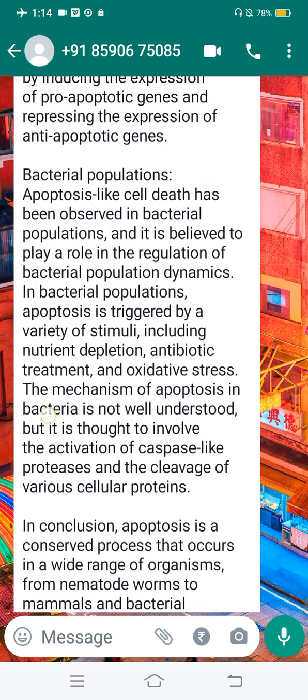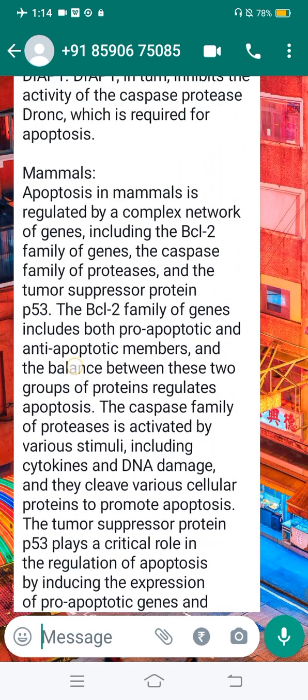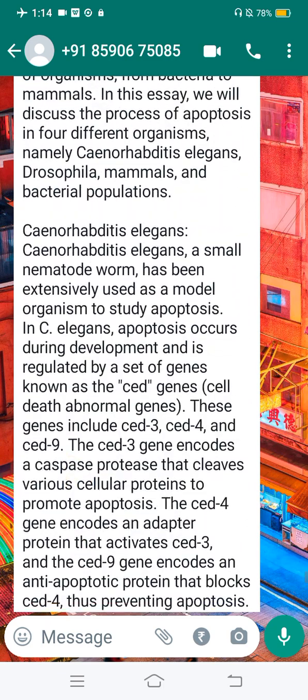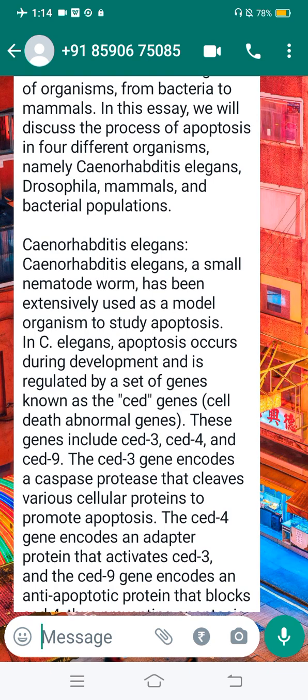So first, let's learn about apoptosis in Caenorhabditis elegans. Caenorhabditis elegans, a small nematode worm, has been extensively used as a model organism to study apoptosis. In Caenorhabditis elegans, apoptosis occurs during development and is regulated by a set of genes known as the CED genes or cell death abnormal genes.